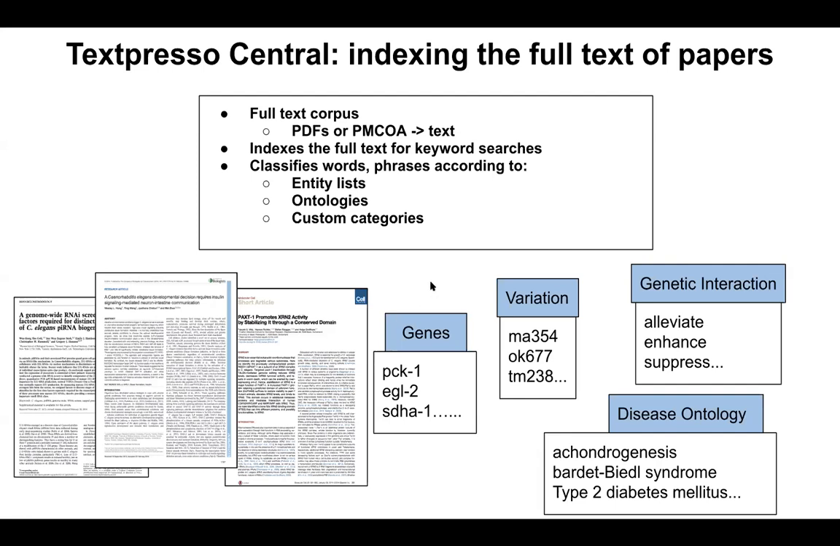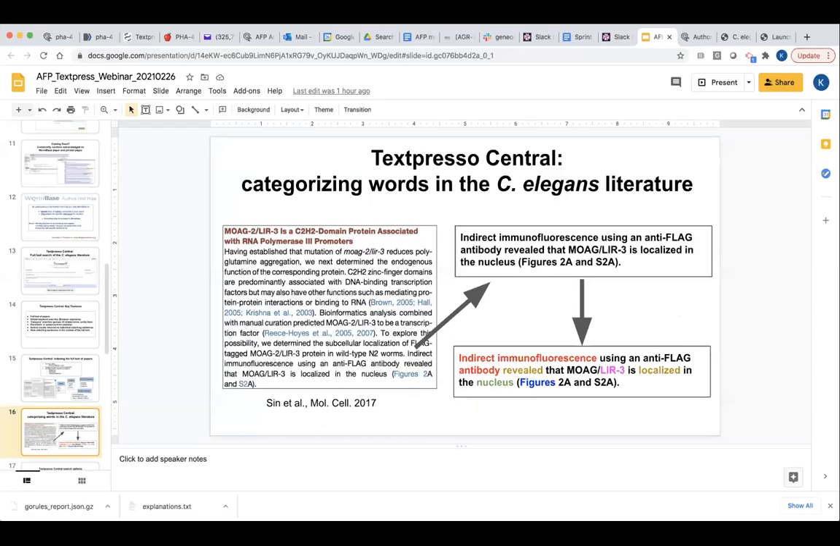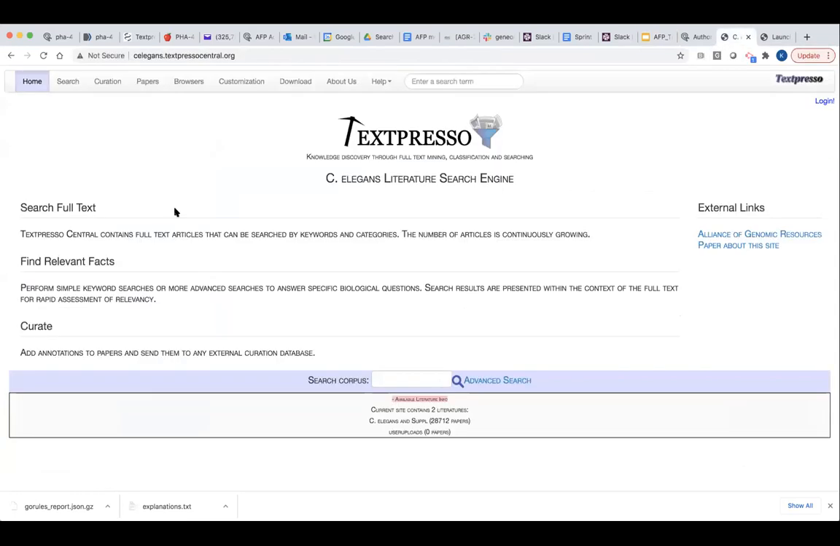So here are some examples of the kinds of categories that we have in WormBase, in Texpresso Central: things like gene lists, lists of variations. There's a category for genetic interaction terms. And an example of an ontology category that we have would be the disease ontology. So I will now go over to Texpresso Central and give you a demonstration of how this works.